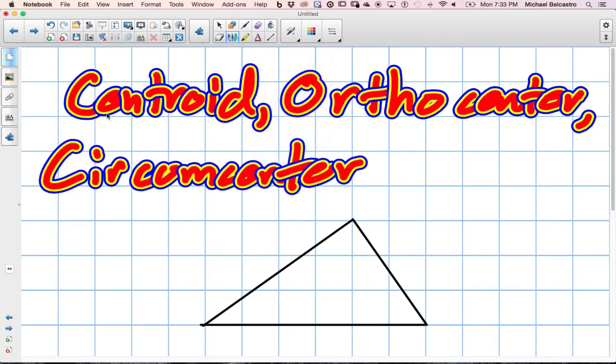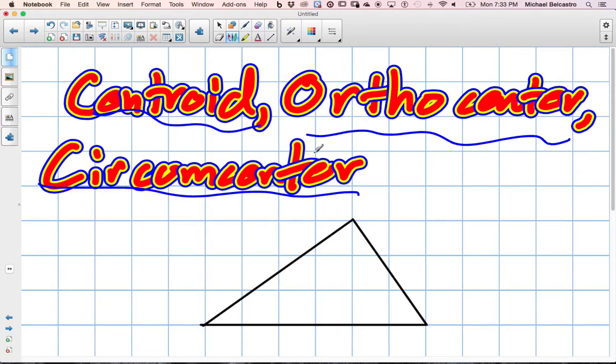This one we're going to look at centroid, orthocenter, and circumcenter. So the first one we'll deal with is centroid. It's kind of hard to remember, but the centroid deals with the medians.